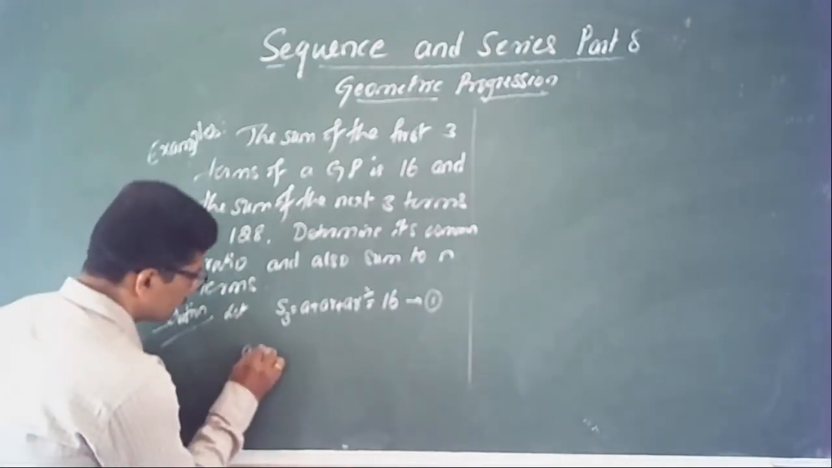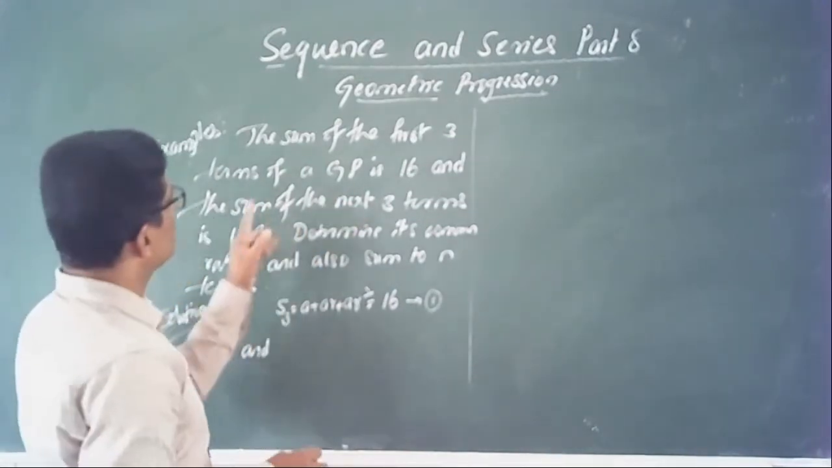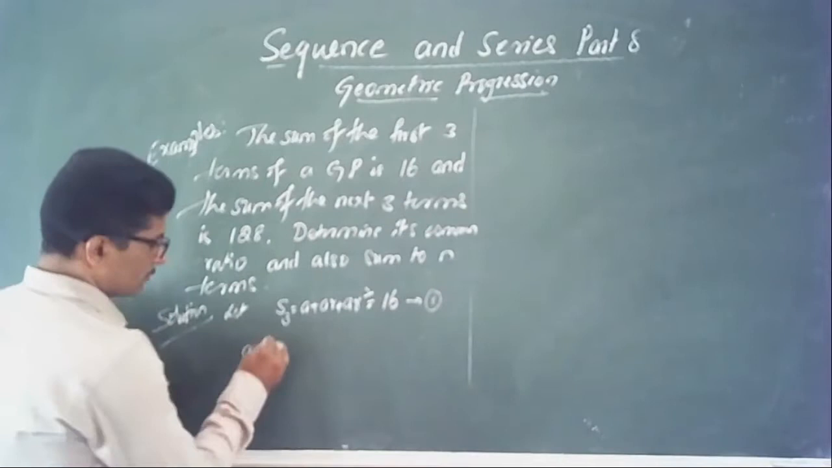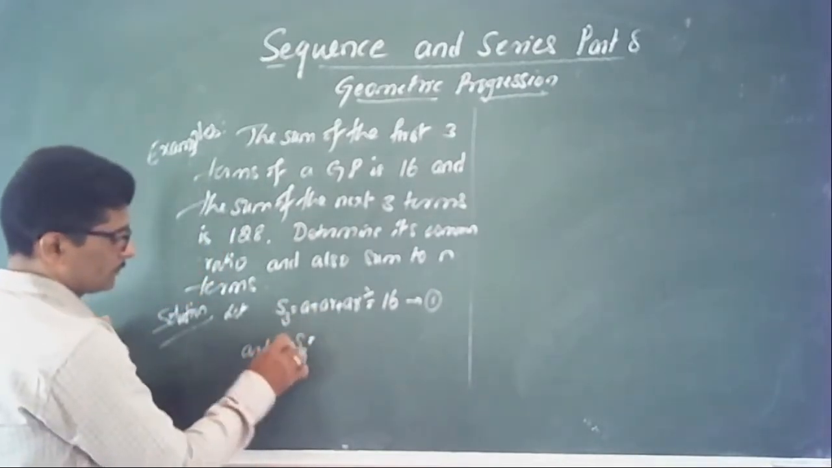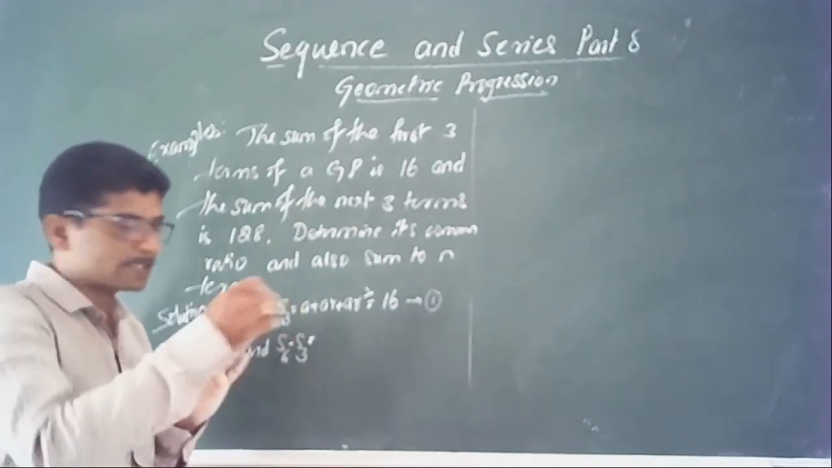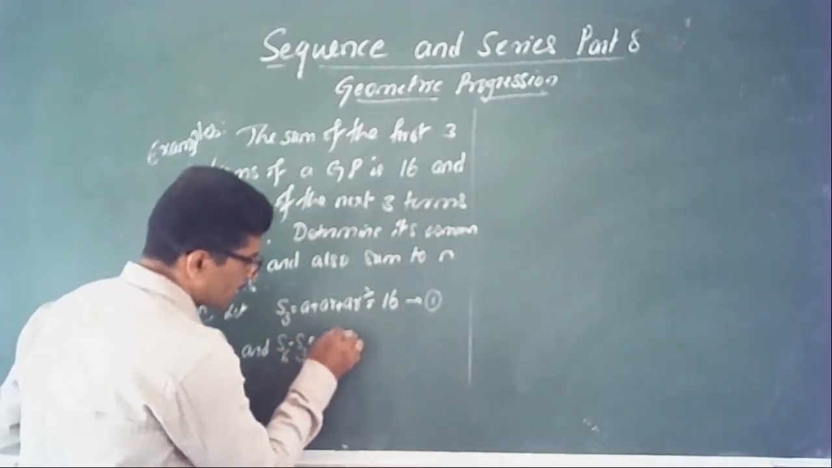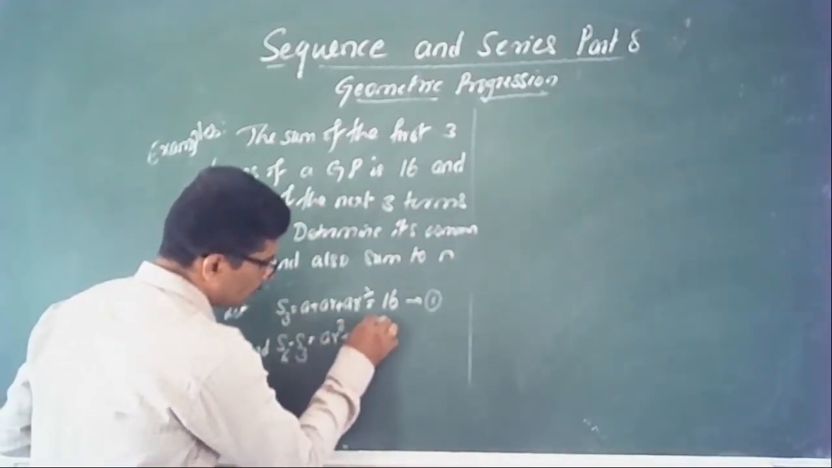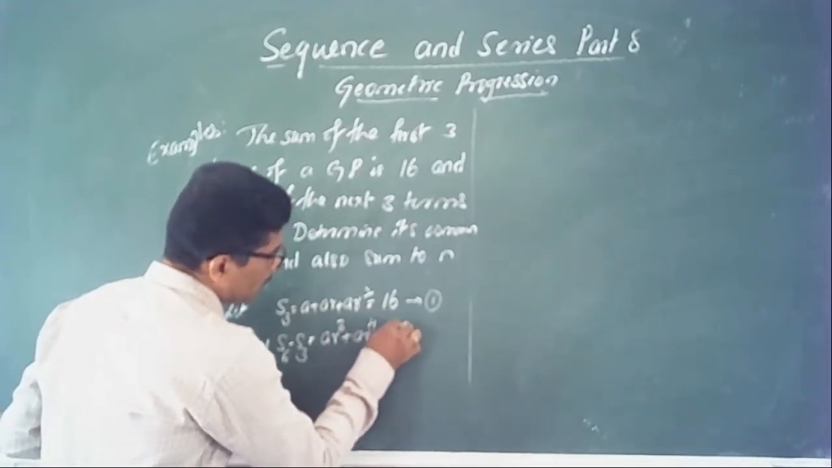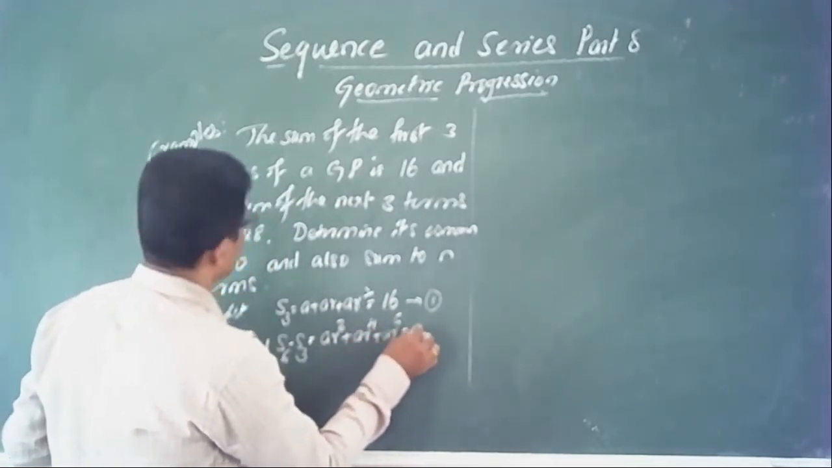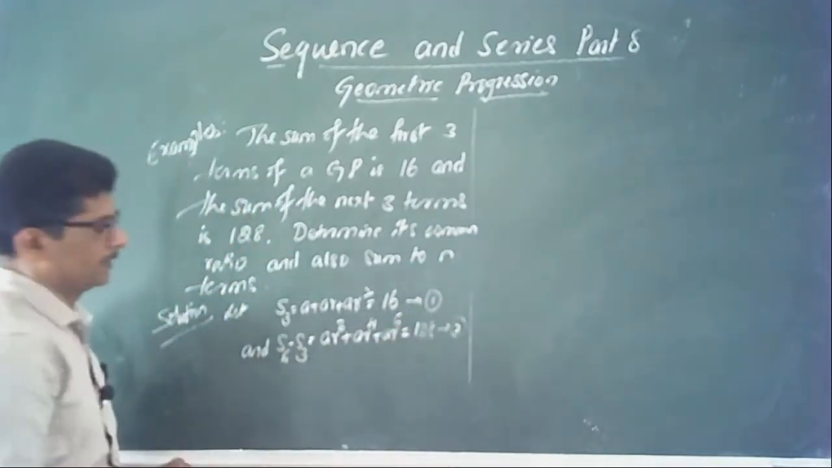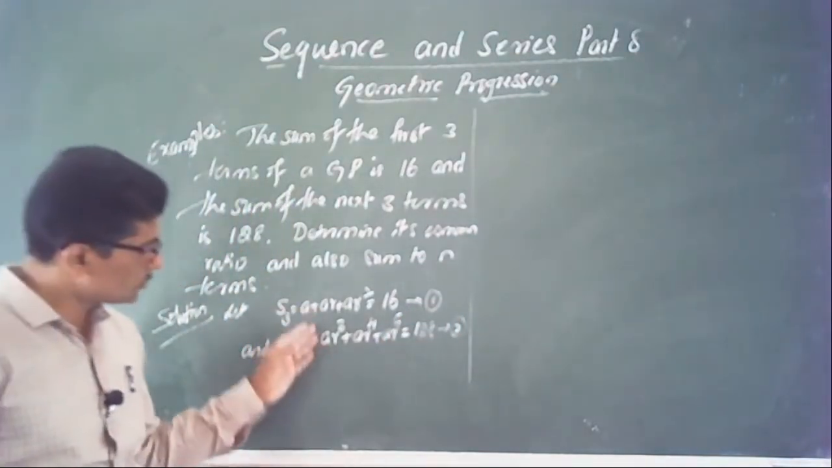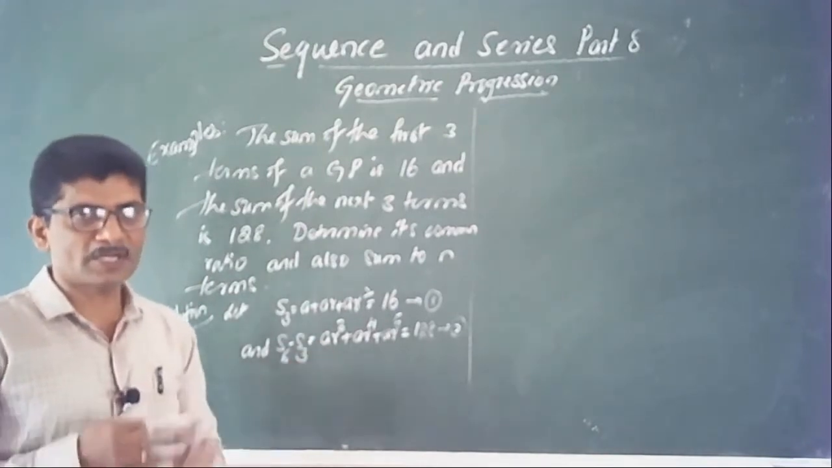And the sum of the next three terms, it means S6 minus S3, gives the next three terms: ar cube plus a into r raised to 4 plus a into r raised to 5, and its value is 128. Let us say that is the second equation. Here, using these two equations, find the common ratio.